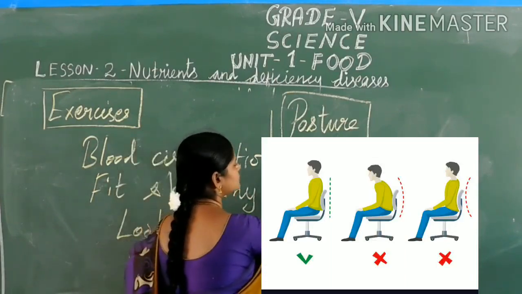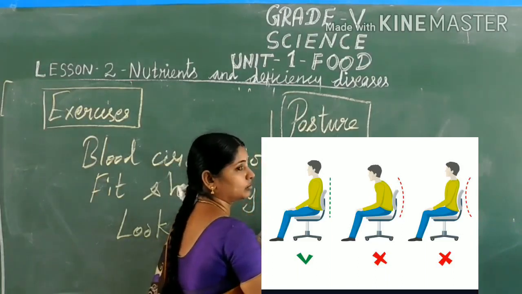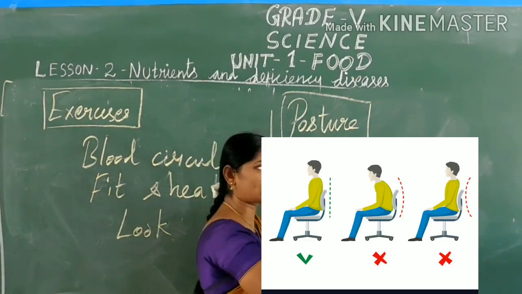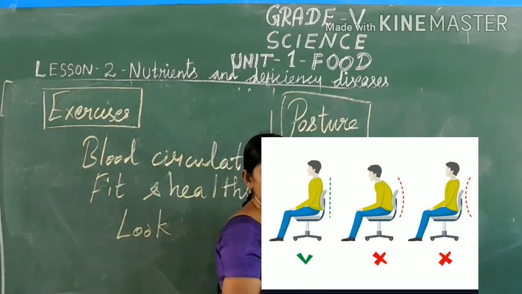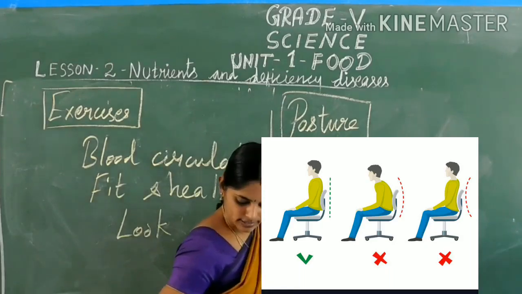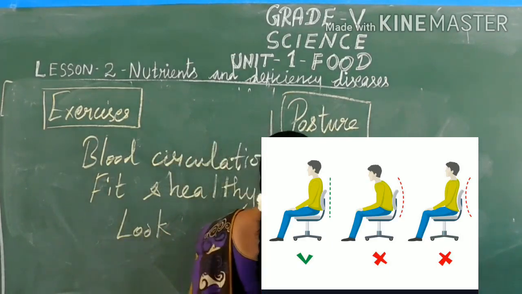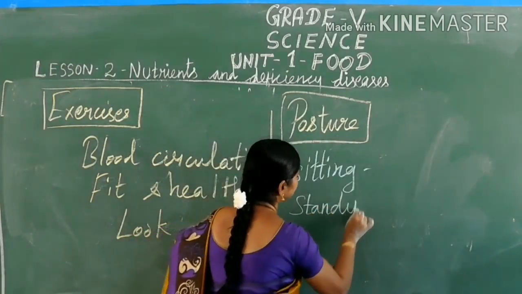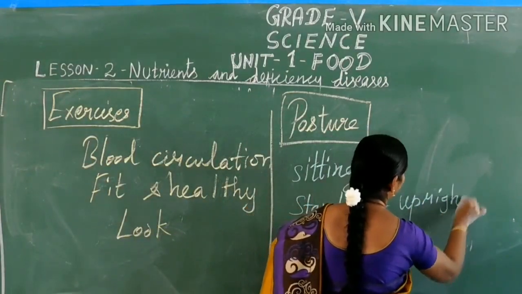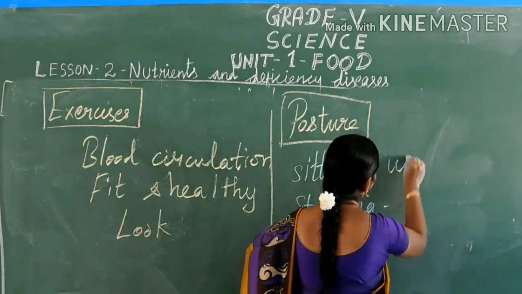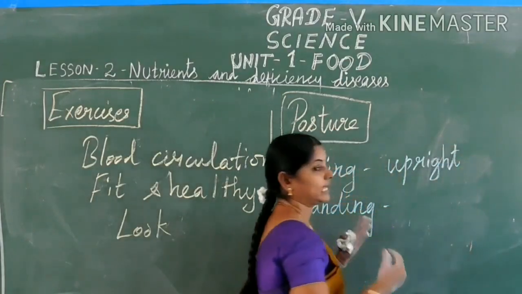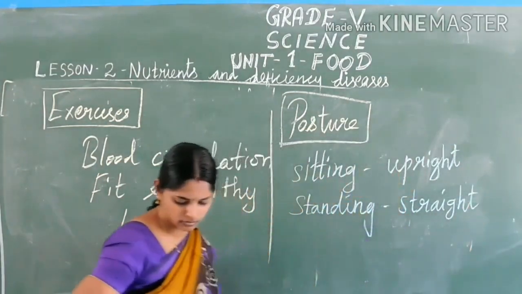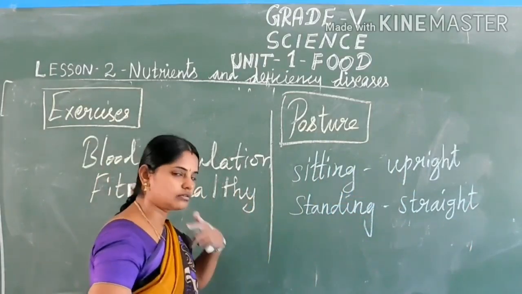While sitting, we have to sit straight. While standing also we have to stand straight. We should not lean on the wall. And while talking to somebody also we have to stand straight and talk. We should not fold our legs while sitting. Like that, many things are there. Okay. So sitting posture, standing. Sit upright. Stand straight. Upright means standing straight. Okay. So everywhere, the posture matters.